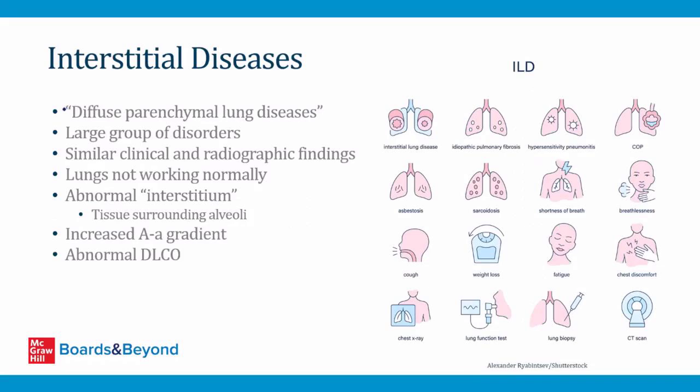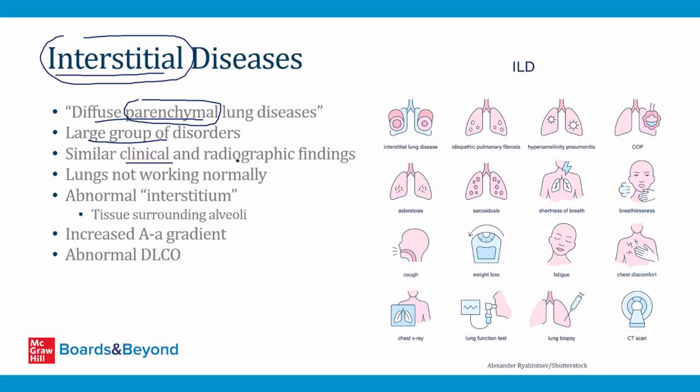So the other broad category of causes of restrictive lung disease are the interstitial lung diseases, also called diffuse parenchymal lung diseases. They get these names because the interstitium is the tissue around the alveoli, and that's what's abnormal in these conditions. The parenchyma refers to the functional tissue of the lungs, and that's also abnormal. So that's why these are called interstitial or parenchymal lung diseases. Importantly, they are diseases of the lungs themselves, where there is a problem with the lungs. These are a large group of disorders. We'll talk about many of them in this video.